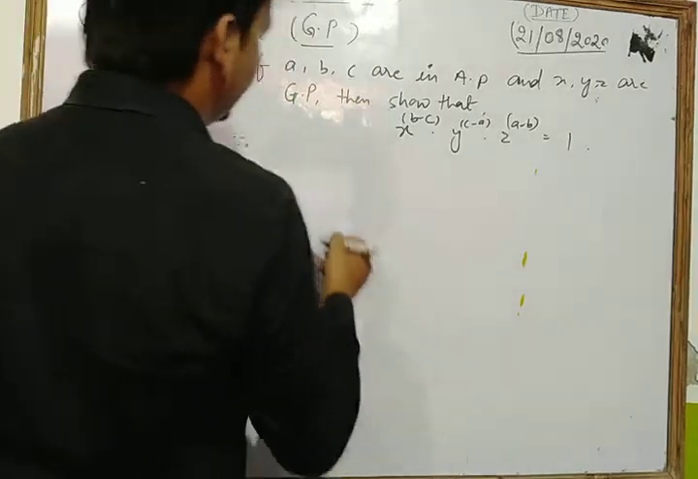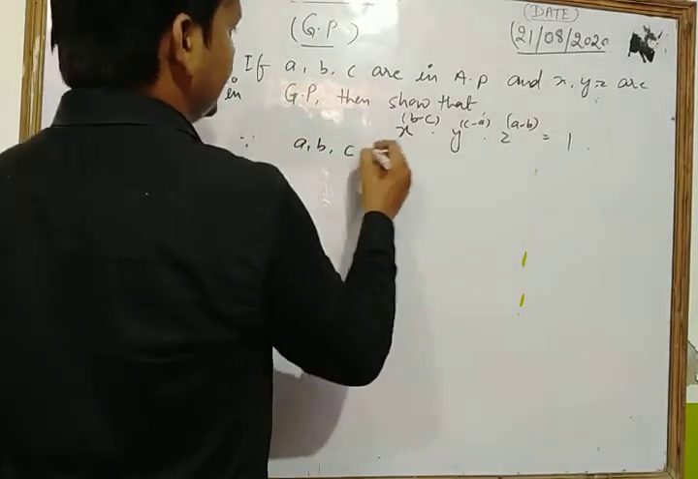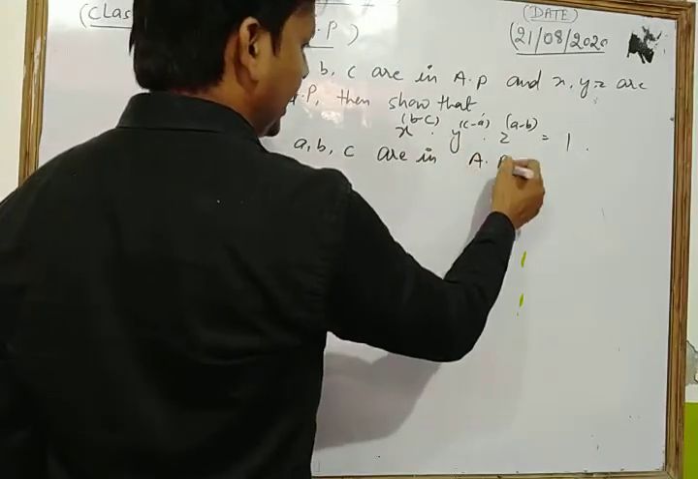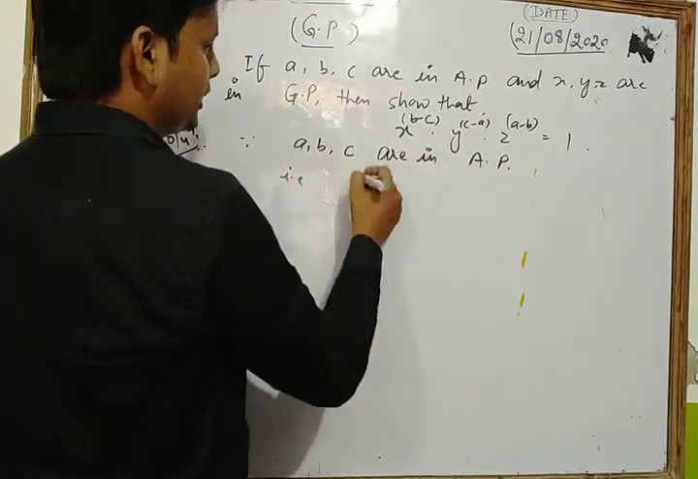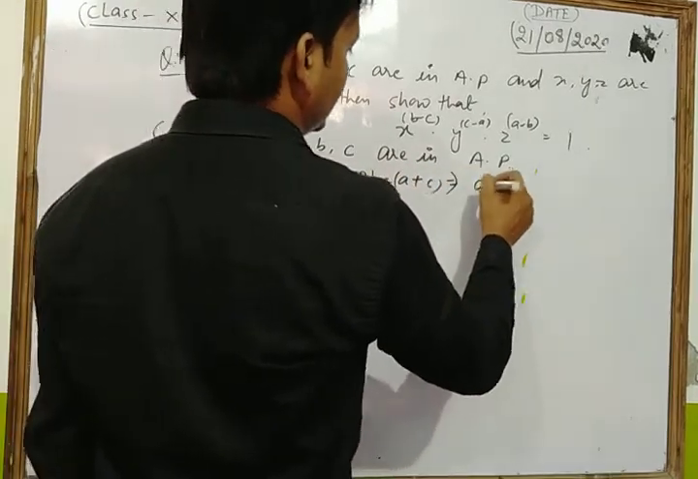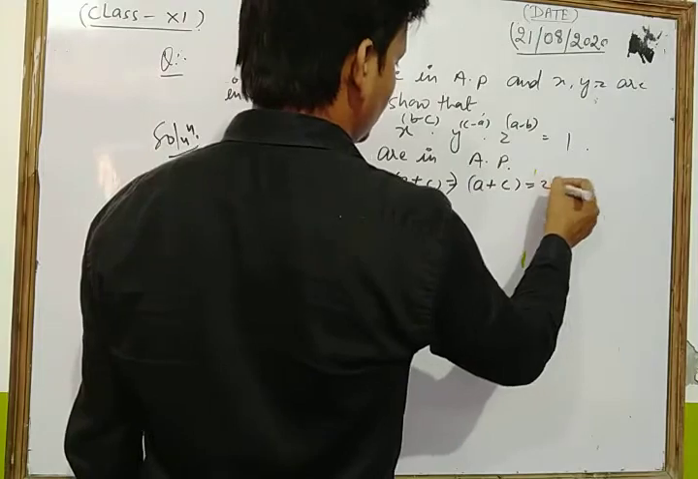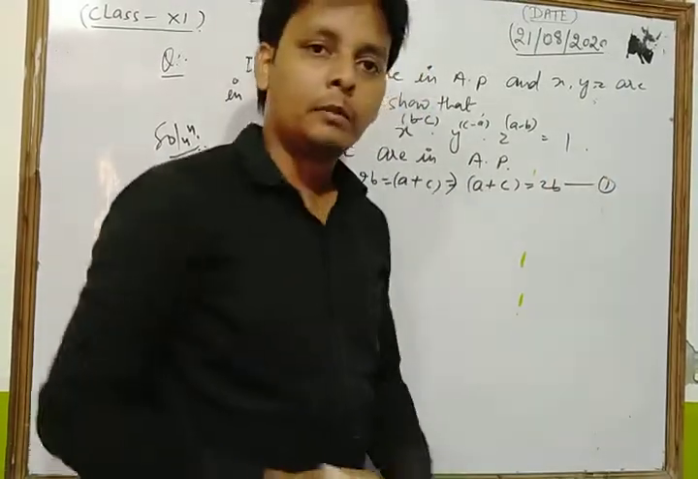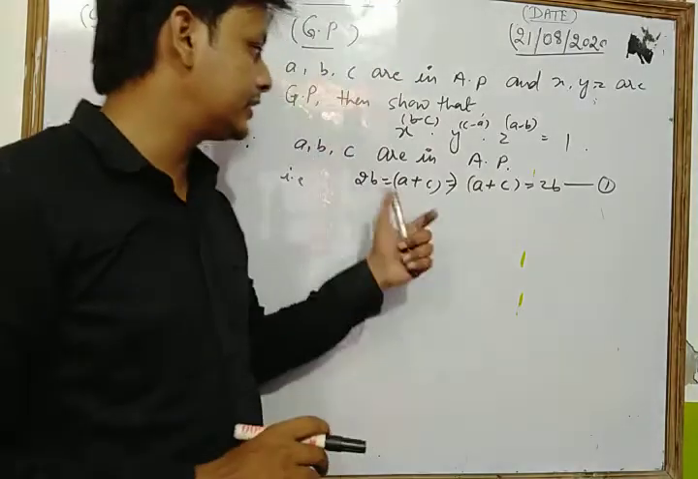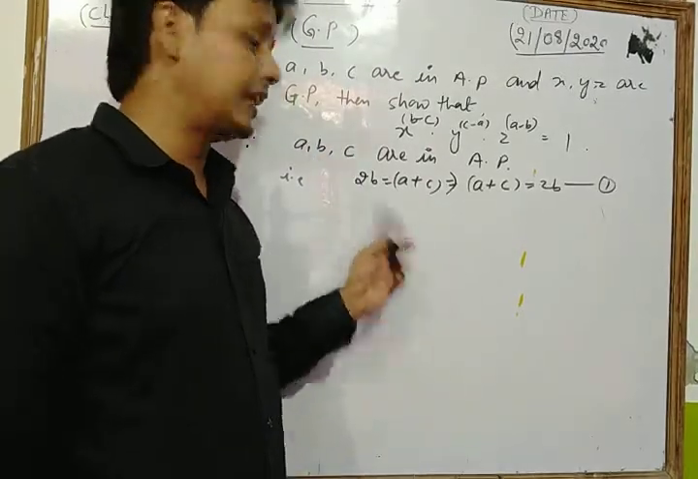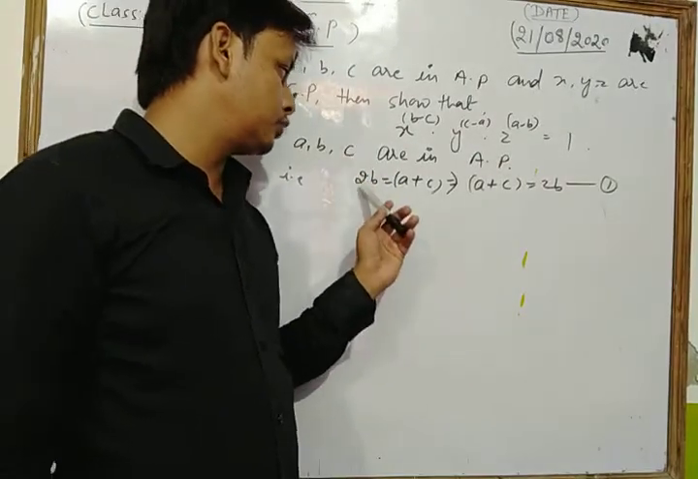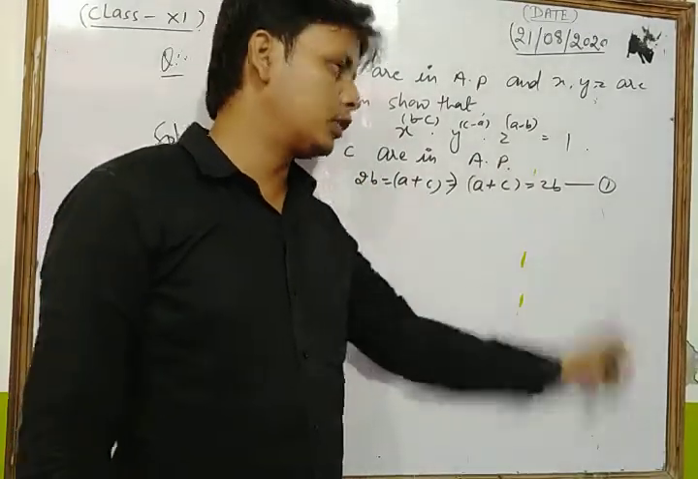First of all, we write a, b, c are in AP. That is, we have the relation 2b is equal to a plus c. That is, a plus c is equal to 2b. Take this as equation number 1. Because you know very well, in the previous topic AP, we already discussed that if three numbers a, b, c are in AP, then the relation between these numbers is 2b is equal to a plus c.